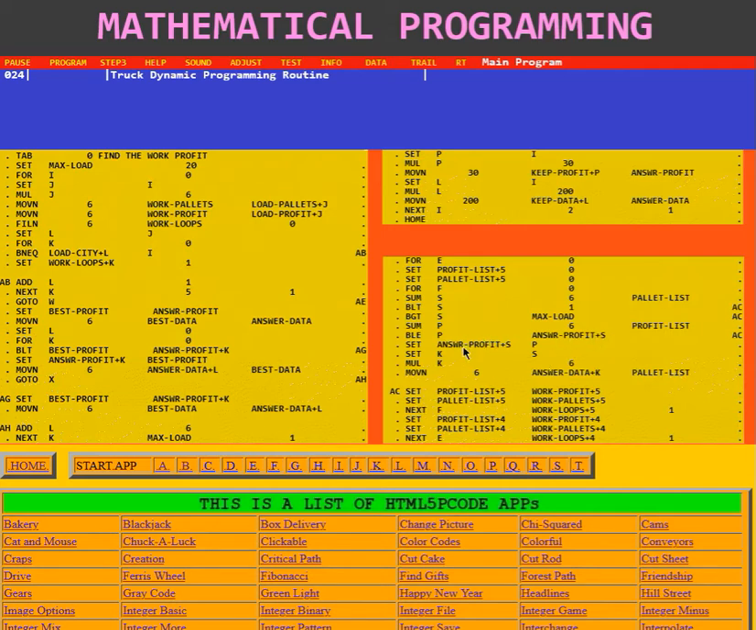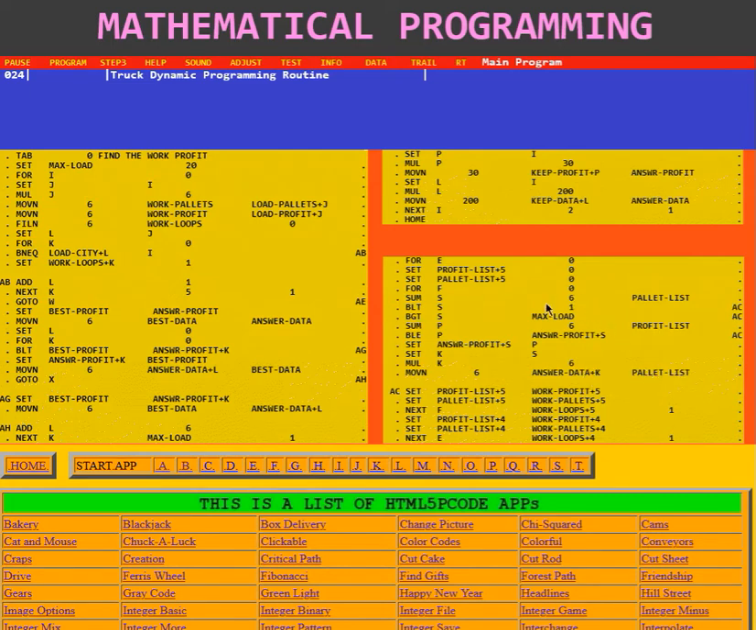However, if for S number of pallets this is a better profit, then we go down here and set the answer profit for that number of pallets to P, and we set K equal to S multiplied by 6, because we need 6 times the offset to save that answer of its pallet list in answer data at offset K. So we're saving not only what the profit was, but what units' pallets were in that solution.